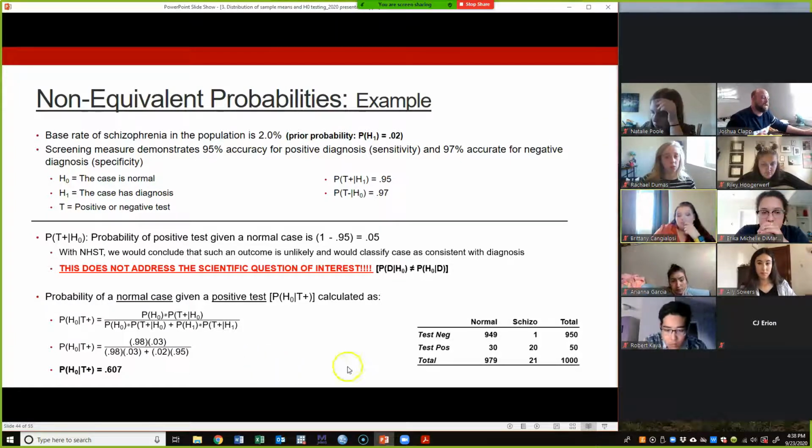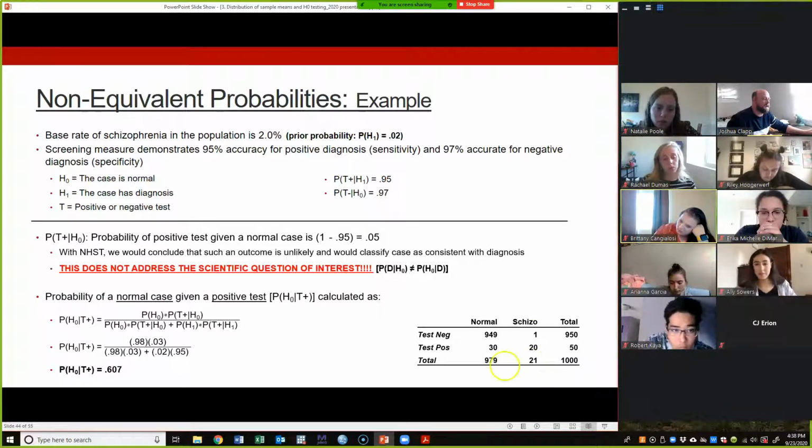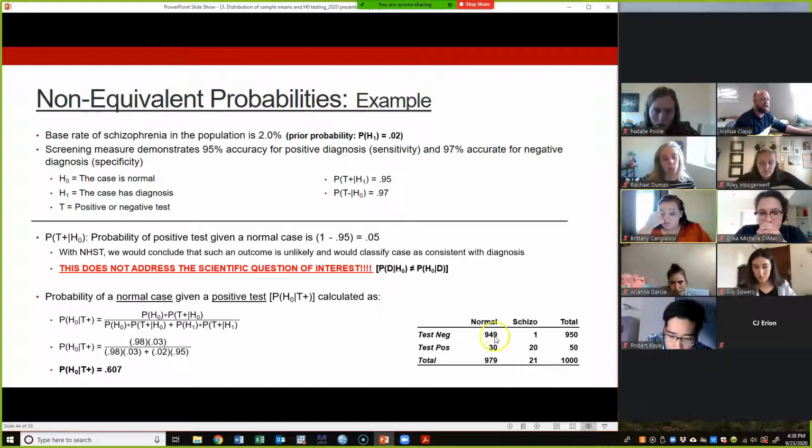And if we take this and map it on, right? So here we have 979 individuals who are non-cases, and we have 21 people who are cases, okay? So again, this gives us about a 2% prevalence of schizophrenia in, let's say, this population of 1,000, right? Well, for normal individuals, if I say only 30 tests out of 979, right?